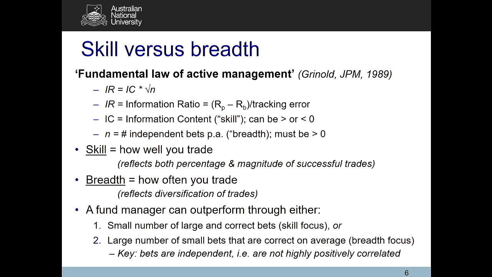Okay, so it's not just about the number of stocks you hold, it's about the fact that those bets need to be independent. And all else equal, if you want the same information ratio, if you don't have breadth, you need a very high level of skill. But if you do have breadth, you can get away with less skill to generate the same amount of outperformance. So that means that you can essentially outperform by a small number of large and correct bets, that's a skill focus, or a large number of smaller bets that are not always right, but they are right on average. And that's your breadth focus.